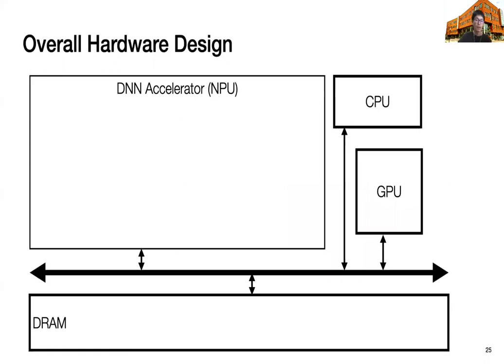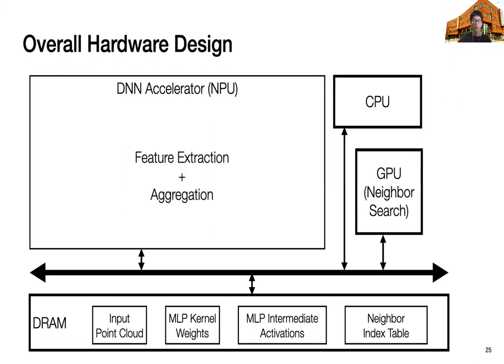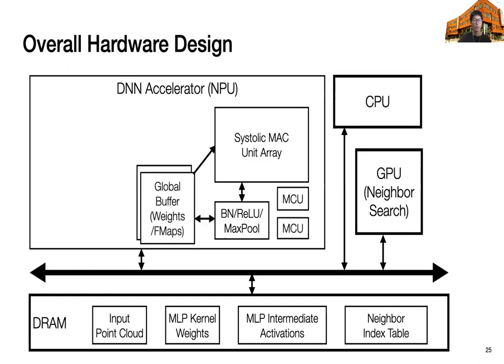The overall Mesorasi architecture design is shown here. We use DRAM as primary storage for input, kernel weights, and intermediate data. Our Mesorasi SoC consists of a GPU and a DNN accelerator, the NPU, which is built on top of today's SoC. We use the GPU for neighbor search execution and the NPU for feature computation and aggregation. Our Mesorasi NPU has a systolic-array-based compute unit to support convolution and MLP computation, with a global buffer to store inputs, weights, and feature maps.